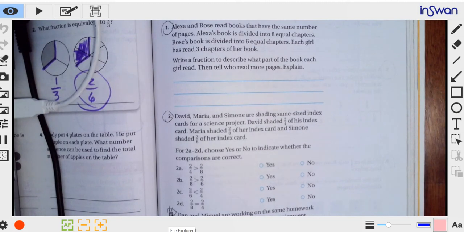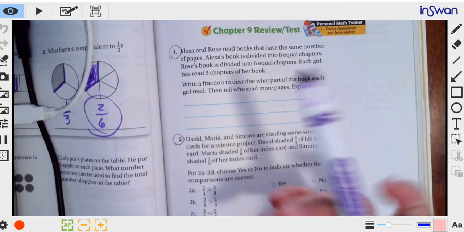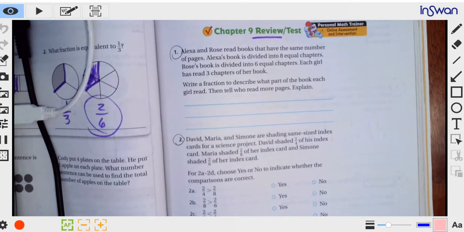Guys, we are going into our math book. We're going to be doing this chapter 9 review test, and it's review. We're just going to do the review. Okay, it is on page 551. Here we go.